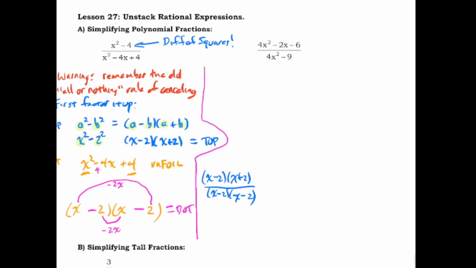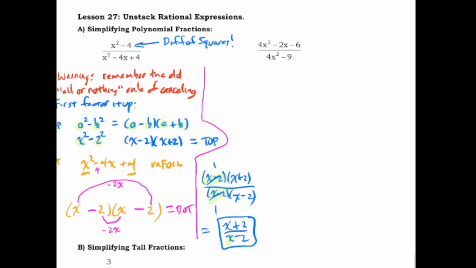And I just think of these as bubbles. So these two bubbles are the same. That means we can cancel them. X minus 2 goes into itself once, leaving us with an x plus 2 on the top, an x minus 2 on the bottom, and we are done.